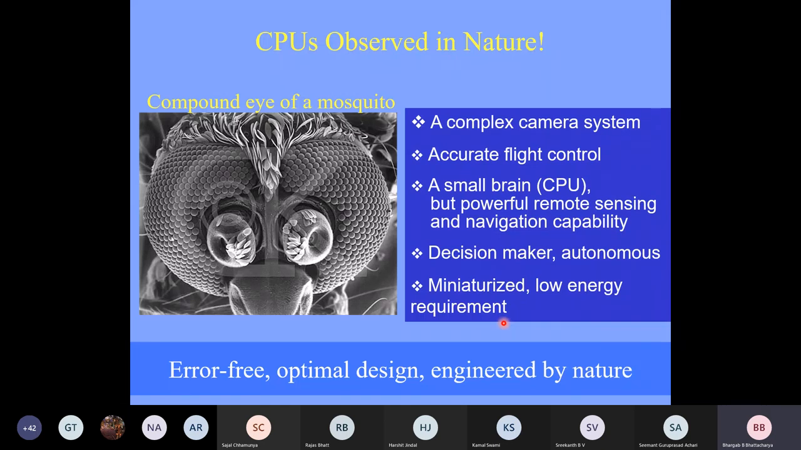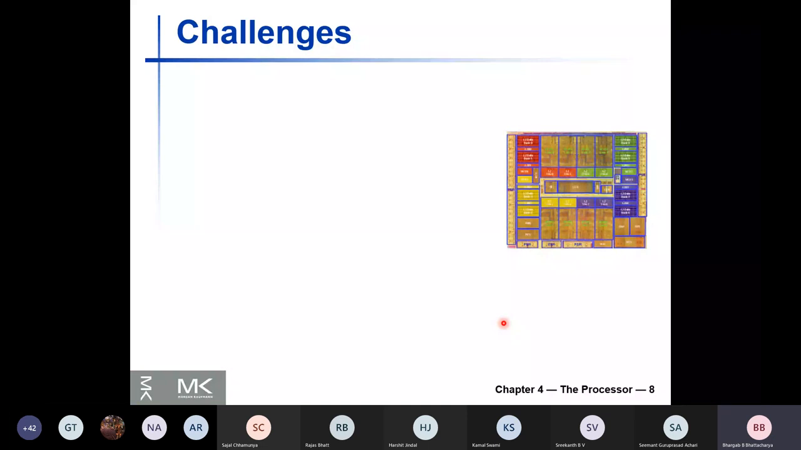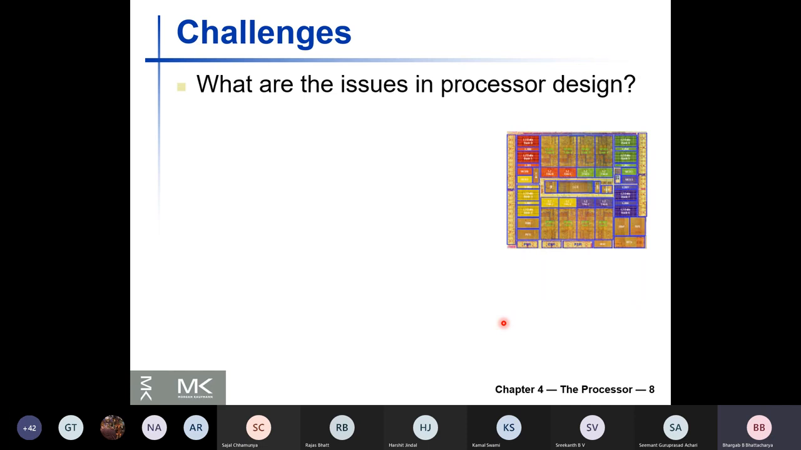So what about when you are confronted with the task of a CPU design? What are the challenges? First of all, let us understand the challenges. What are the goals? What are my inputs and outputs? Then we will be able to focus on the synthesis process. So what are the major issues in processor design?